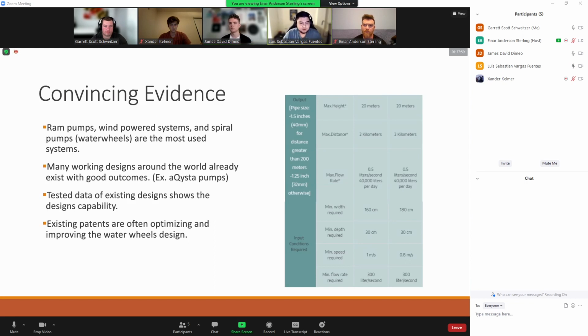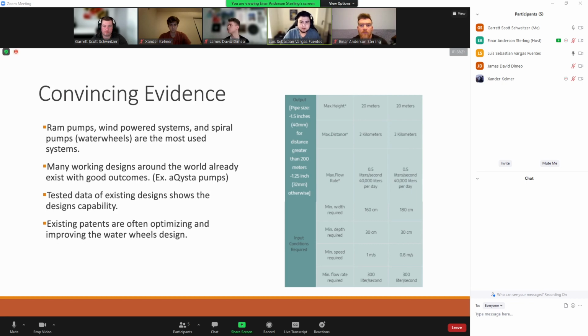For our convincing evidence, you all might be wondering, how do we know if this design is going to work? Well, round pumps, wind power systems, and spiral pumps have been the most used systems around the world. These types of systems have proved to be efficient and easy to build. Many manufactured working designs around the world exist with good outcomes.